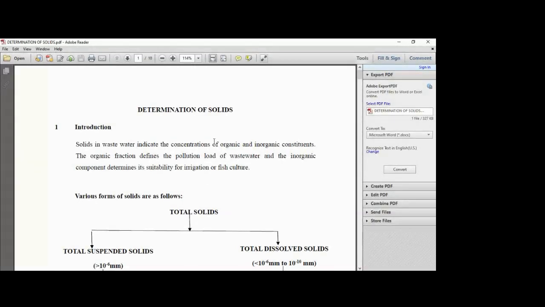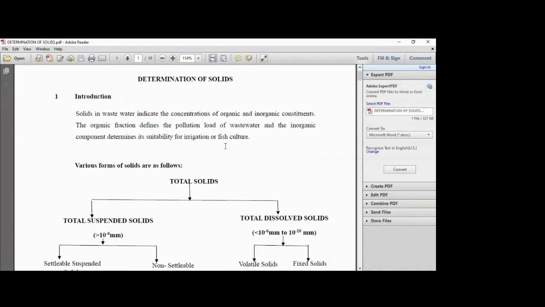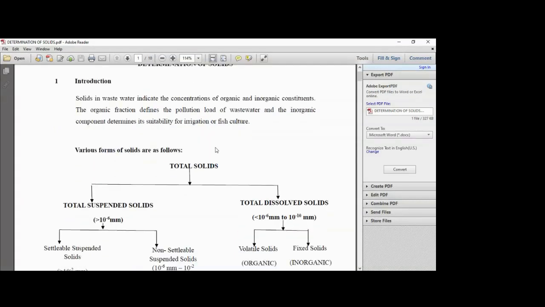Now we'll be reading out the determination of solids, and let's check out what we understand through it and how the determination of the solids is being done. So, introduction part: solids in water indicate the concentration of the organic and the inorganic constituents. The organic fraction defines the pollution load of the wastewater, and the inorganic component determines its suitability for irrigation or fish culture.